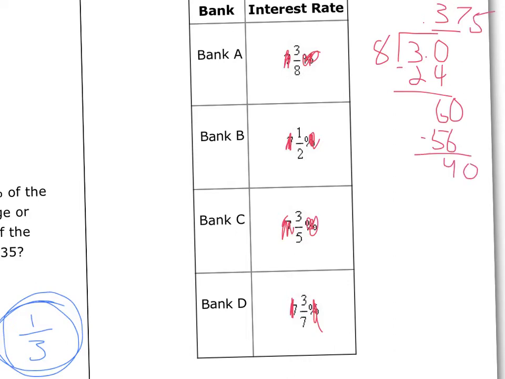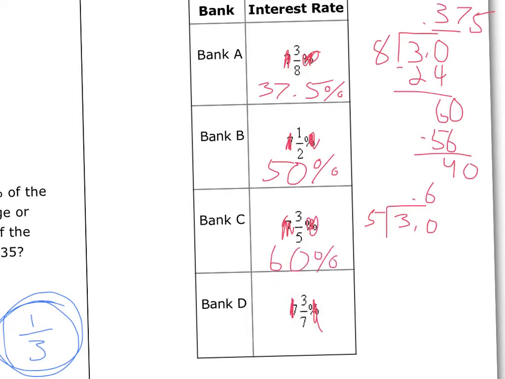It gives me 0.375. What is 0.375 as a percentage? 37.5%. What is 1/2 as a percent? 50%. Everyone should be able to do that in their head. Then we have 3/5. That's 3 divided by 5. That gives me 0.6. What is 0.6 as a percentage?